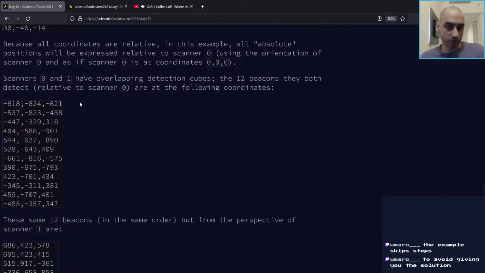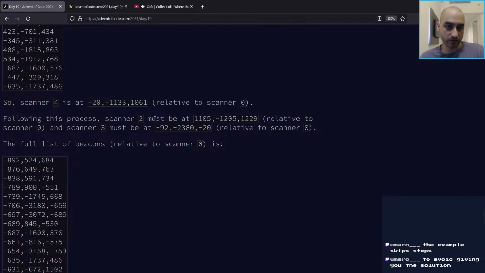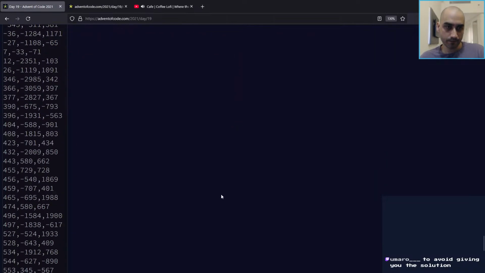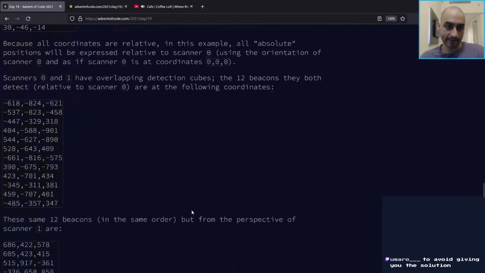So 0 connects to 1, 1 connects to 4, and then 2 connects to one of those, 0, 1, or 4, and then 3 connects to one of all of those. That's the minimum amount that we can really deduce from this. Okay, fine. We can try and repeat that.